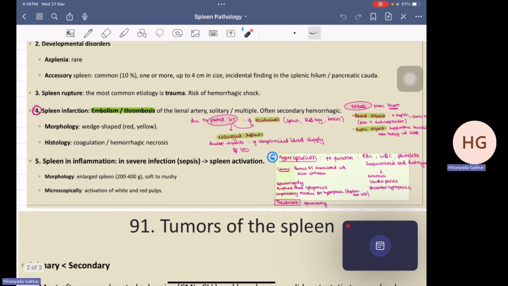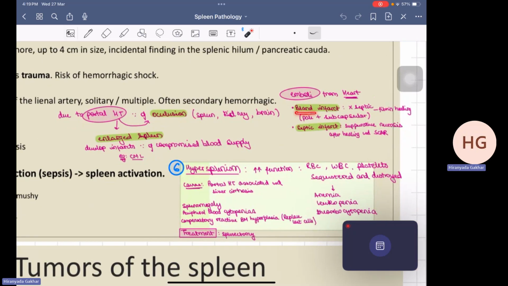If you look here on the corner of the picture, it can either be a bland infarct or it can be a septic infarct. A bland infarct is basically a thrombus which is embolized from the heart and is made up of fibrin. It makes the spleen look pale and it is subcapsular. Whereas a septic infarct is a thrombus which is embolized from the heart but is usually infected. It could be infected with some kind of bacteria or maybe a fungal infection. And in this case, you will see suppurative necrosis of the spleen. Suppurative meaning that there is formation of pus, and necrosis meaning that the tissue is decaying.